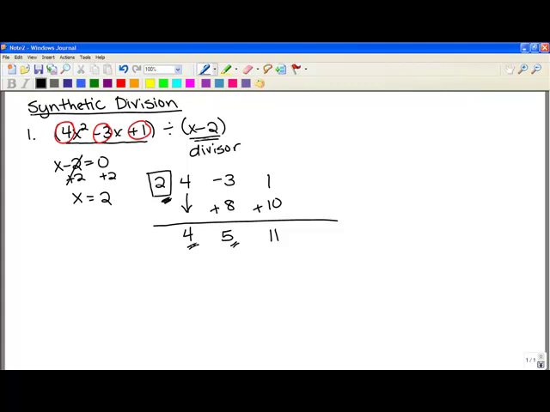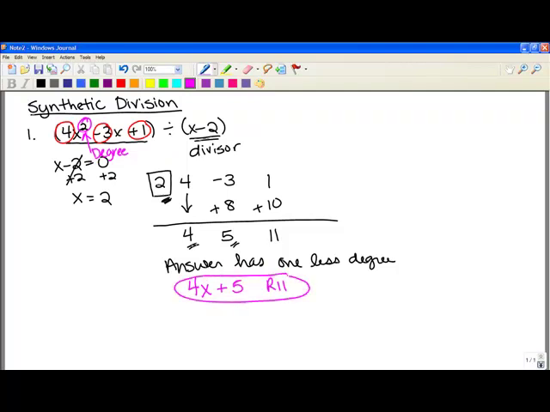Now the answer for synthetic division always has one less degree. Before we said that the degree is 2 in our polynomial. So 1 less than 2 would be 1. So the answer has degree 1, or we'll start with x to the first. So we have a 4, x to the first, and then we have plus 5, and the last number will always be the remainder. So this will be the answer for synthetic division. What it means is if I take this 4x plus 5 and multiply it by the divisor and add in the remainder, then I get the original polynomial, 4x squared minus 3x plus 1.